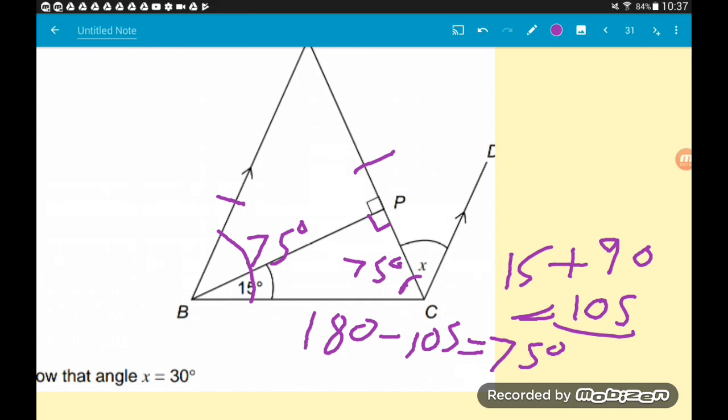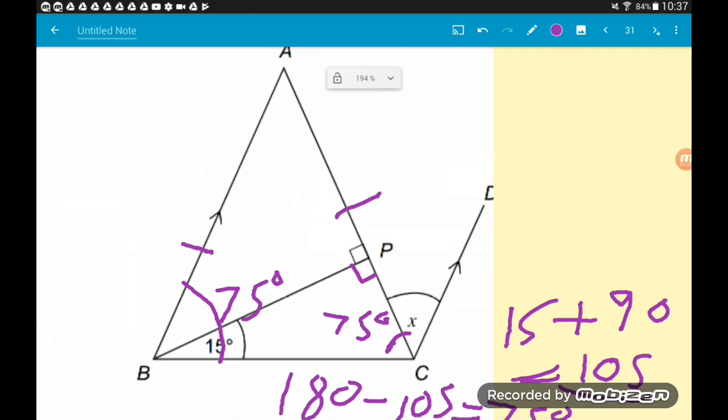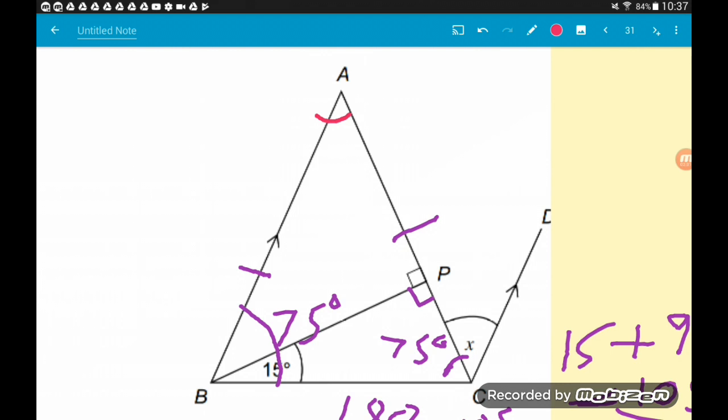How is that useful? Well, that now means that we can work out the angle at the top of the triangle. So the angle here up at A. So 2 times 75 is 150.